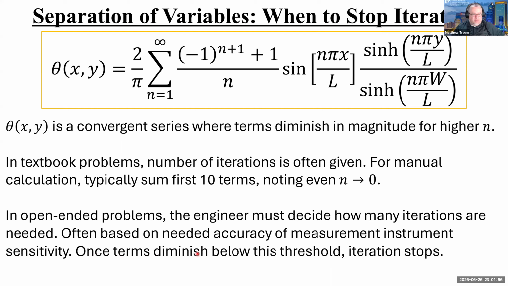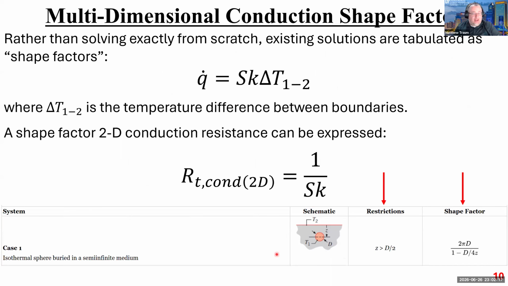So I say here, once terms diminish below this threshold, iteration stops, right? And the book, by the way, doesn't say that. The book is just like, keep going forever. You're going to die solving this problem. No, no, no. Just stop when you basically run out of instrument sensitivity. Okay, so that was fun. I love the exact solution. I think it's so cool and interesting that the exact solution exists, but it's also an infinite series. It's a real thing that you can write down, but you can never actually solve it. It's incredible what heat transfer spits out at us.